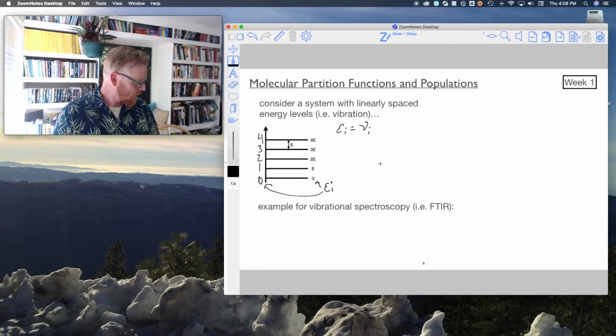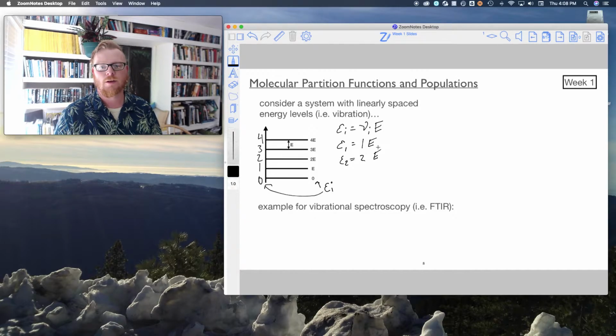So now I'm going to say this is times then E, right? So E, 2E, 3E, 4E has that value, depending on which level we're talking about. So for example, if I wrote E1, that would be quantum number 1 times E. Or E2 would be 2E, etc.